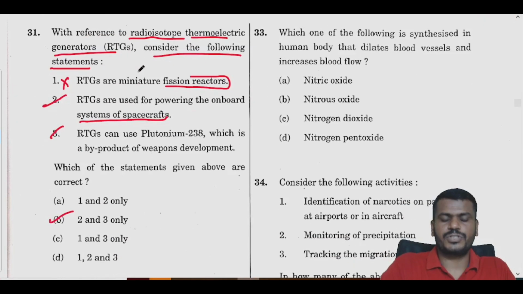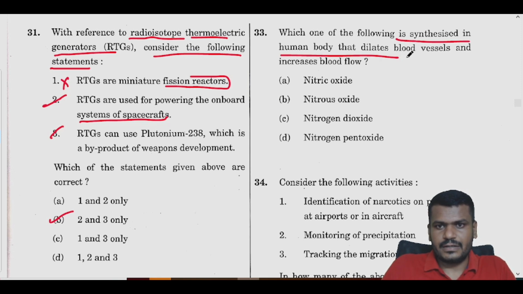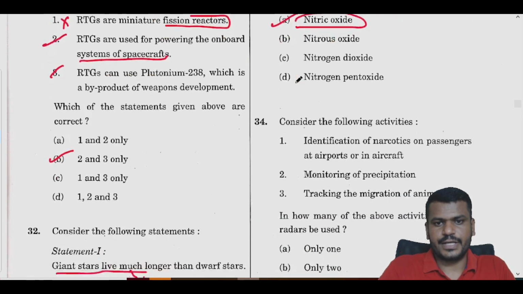Next, 33rd question. You can see, which one of the following is synthesized in the human body that dilates the blood vessels and increases the blood inflow? Okay, that's important. That is nitric oxide. Okay, remember this was in news again.